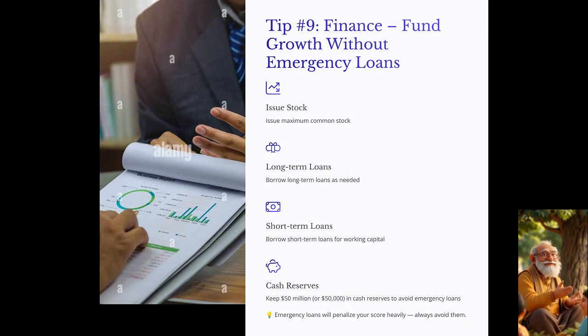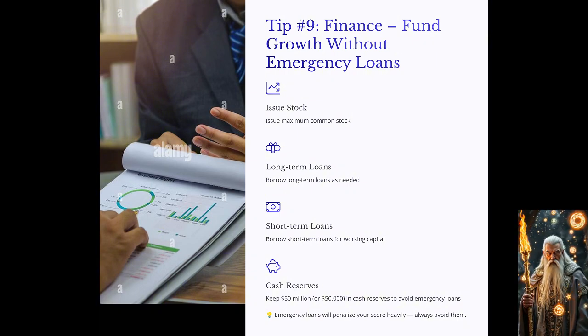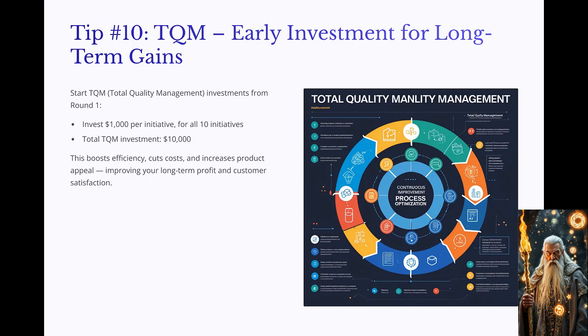Always avoid them. Tip number 10, TQM. Early investment for long-term gains. Start TQM, Total Quality Management, investments from round 1, invest $1,000 per initiative, for all 10 initiatives. Total TQM investment, $10,000. This boosts efficiency, cuts costs, and increases product appeal, improving your long-term profit and customer satisfaction.